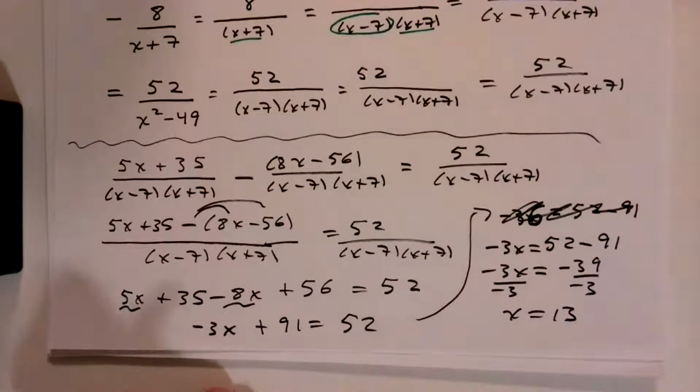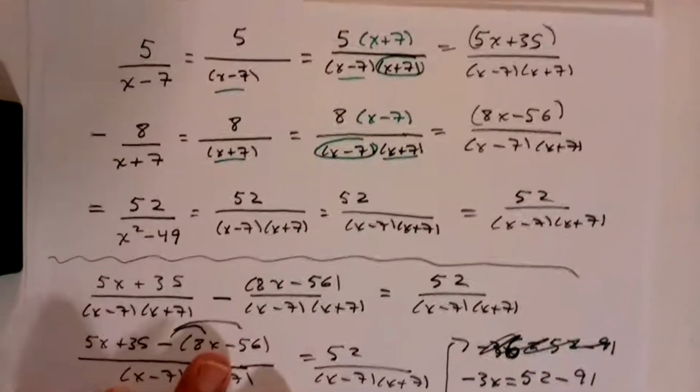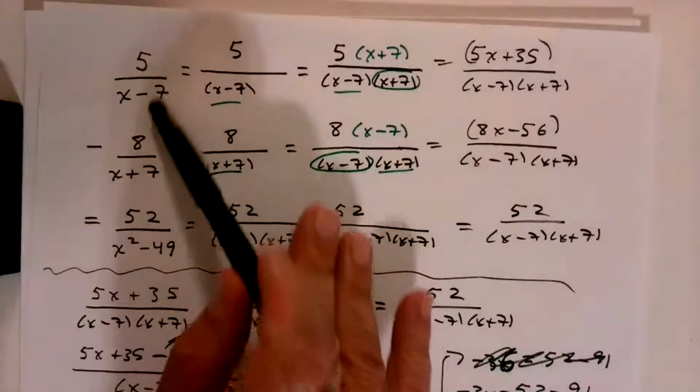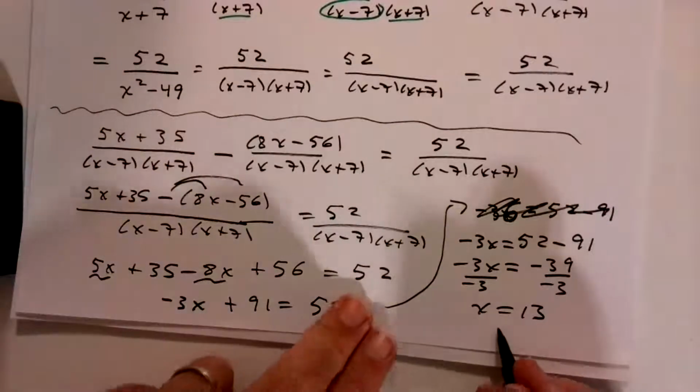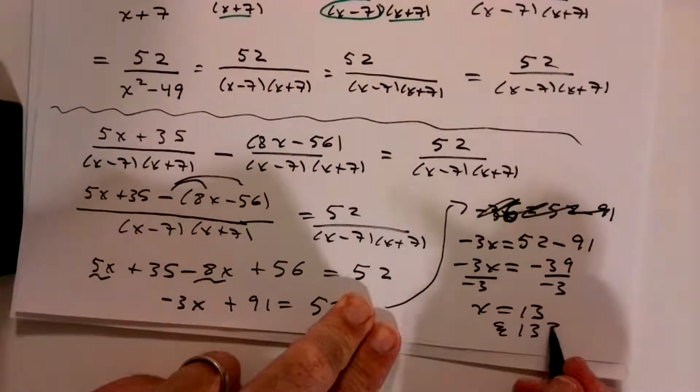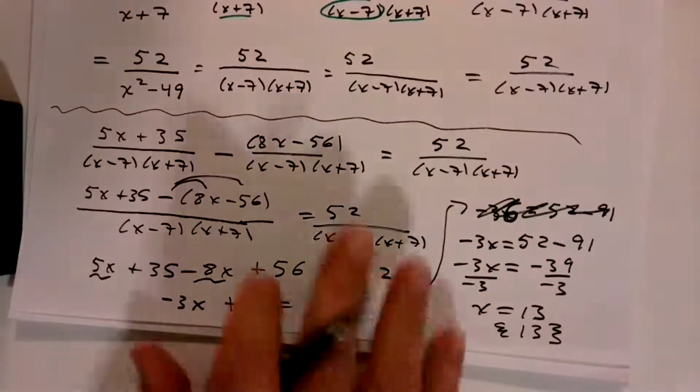Is 13 acceptable as an answer? Well, it can't be 7. That would make the bottom 0. It can't be negative 7. That would make the bottom 0. Can't be 7 or negative 7. So 13 is a perfectly good answer. So that indeed is my solution to that question.